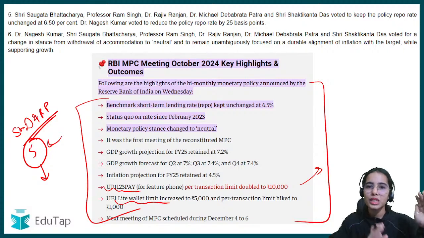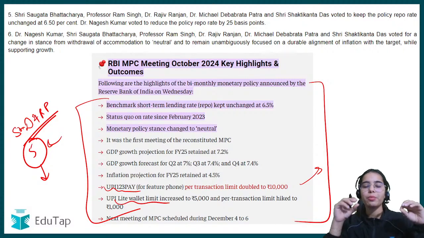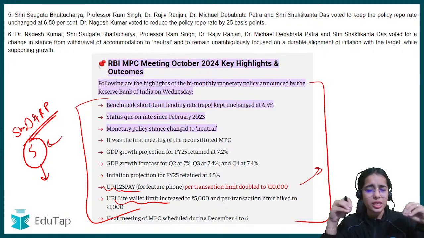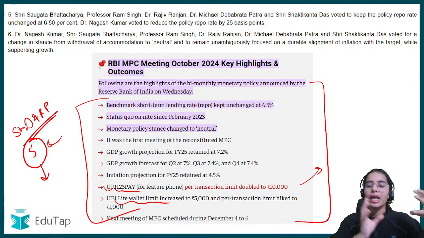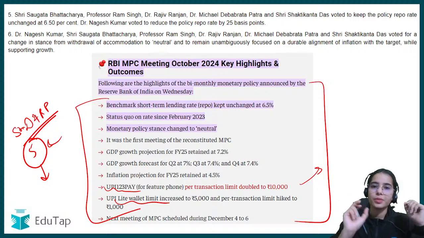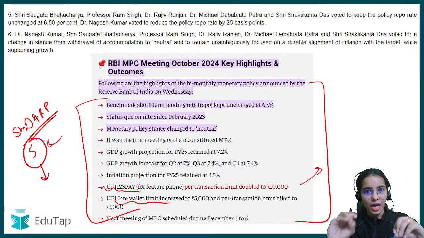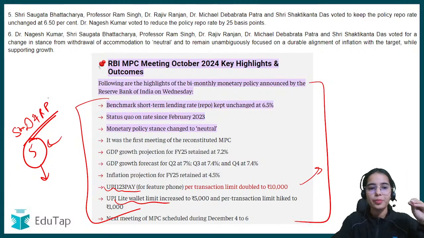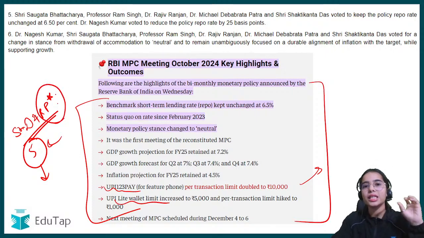I hope you will see the previous session, because the Statement on Developmental and Regulatory Policies document is also very important. Last year there was a direct question in the descriptive part of RBI Grade B from the Statement on Developmental and Regulatory Policies document. So from this document there was a direct descriptive question in RBI Grade B last year.